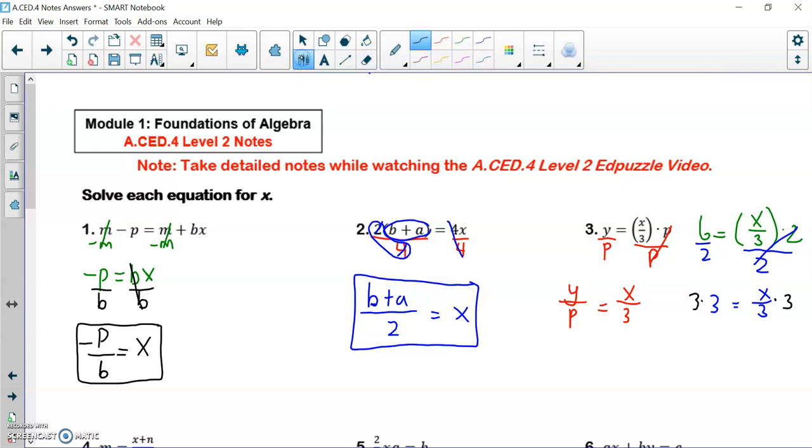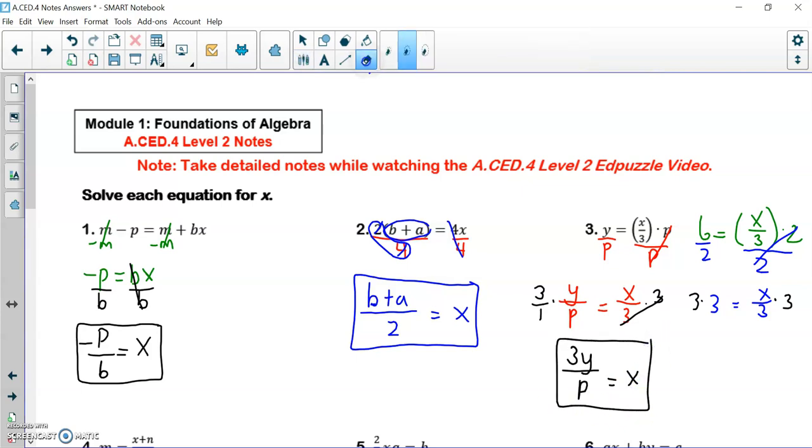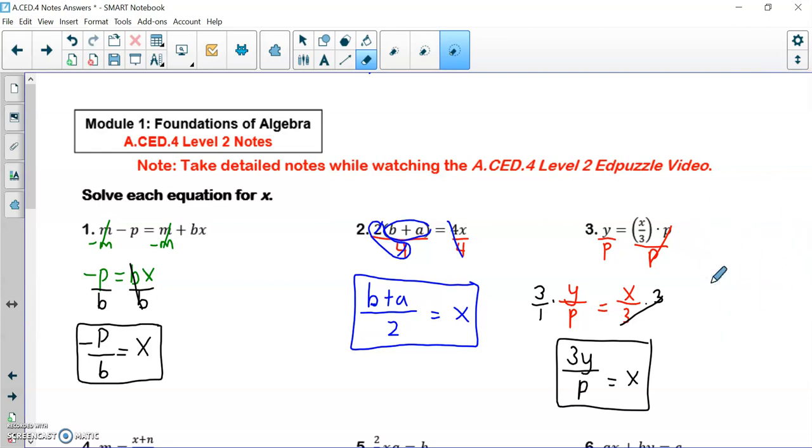So same thing with the red equation. What I'm going to do is multiply by 3 on both sides. This is technically really a 3 over a 1. So I really just multiply the 3 by the numerator. So I have a 3y all over a p is equal to x. And that's it. So again, these are not much different than normal equations. They just have more variables.